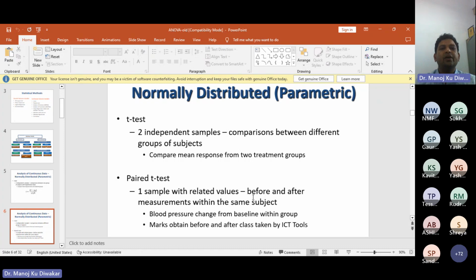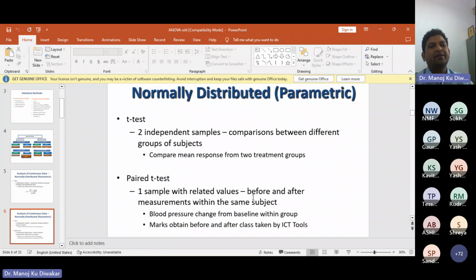So what you are doing is comparing between different groups of subjects, and what is your purpose? To compare the mean response from the two treatment groups. So one is the treatment group, which we are giving paracetamol, and we are giving a placebo to the other one. So this is basically the comparison between these two, so that you can understand that this is your two sample t-test. Two independent samples means you will be going to apply the two sample t-test.